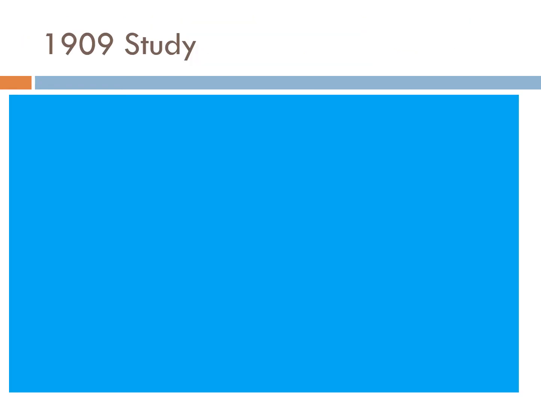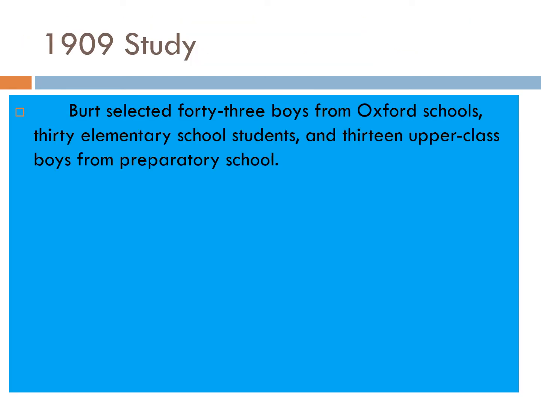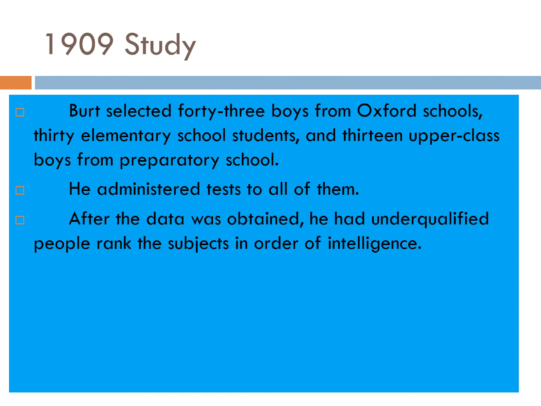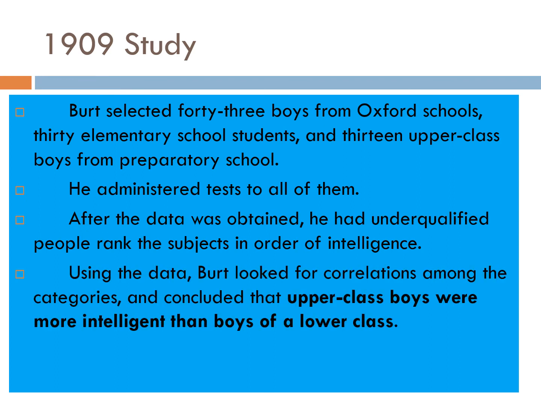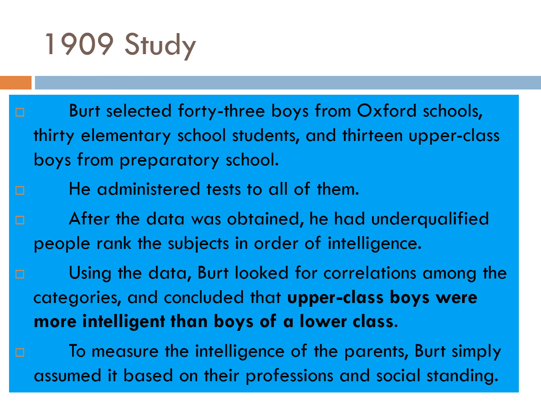So looking at Burt's 1909 study, he selected 43 boys from Oxford school systems. 30 of them were elementary school-age children, and 13 were upper-class boys from a preparatory school. He administered intelligence tests to all of them, and after the data was obtained, he had underqualified people rank the subjects in order of intelligence. Using the data, Burt looked for correlations among the categories and concluded that upper-class boys were more intelligent than boys of a lower class, right?